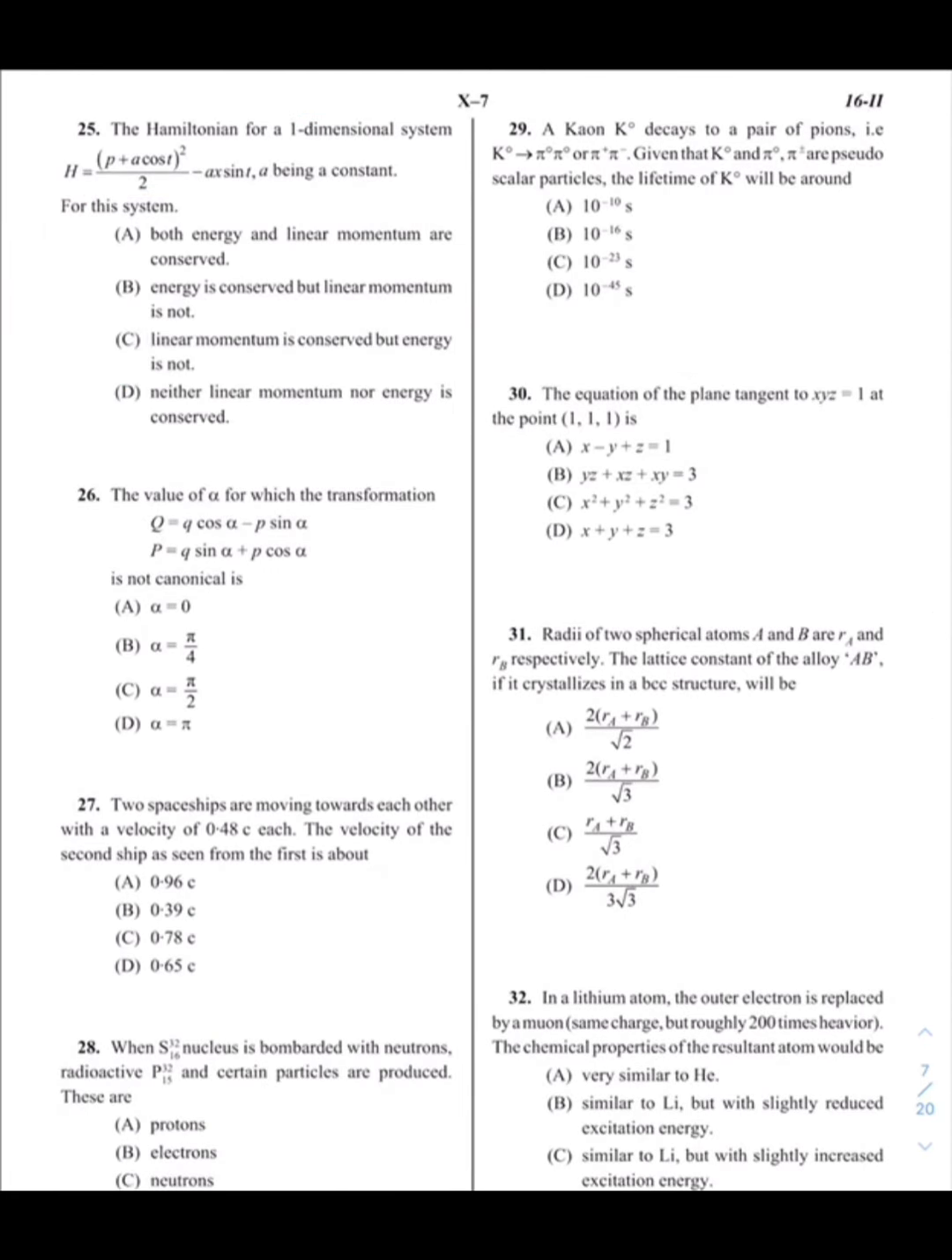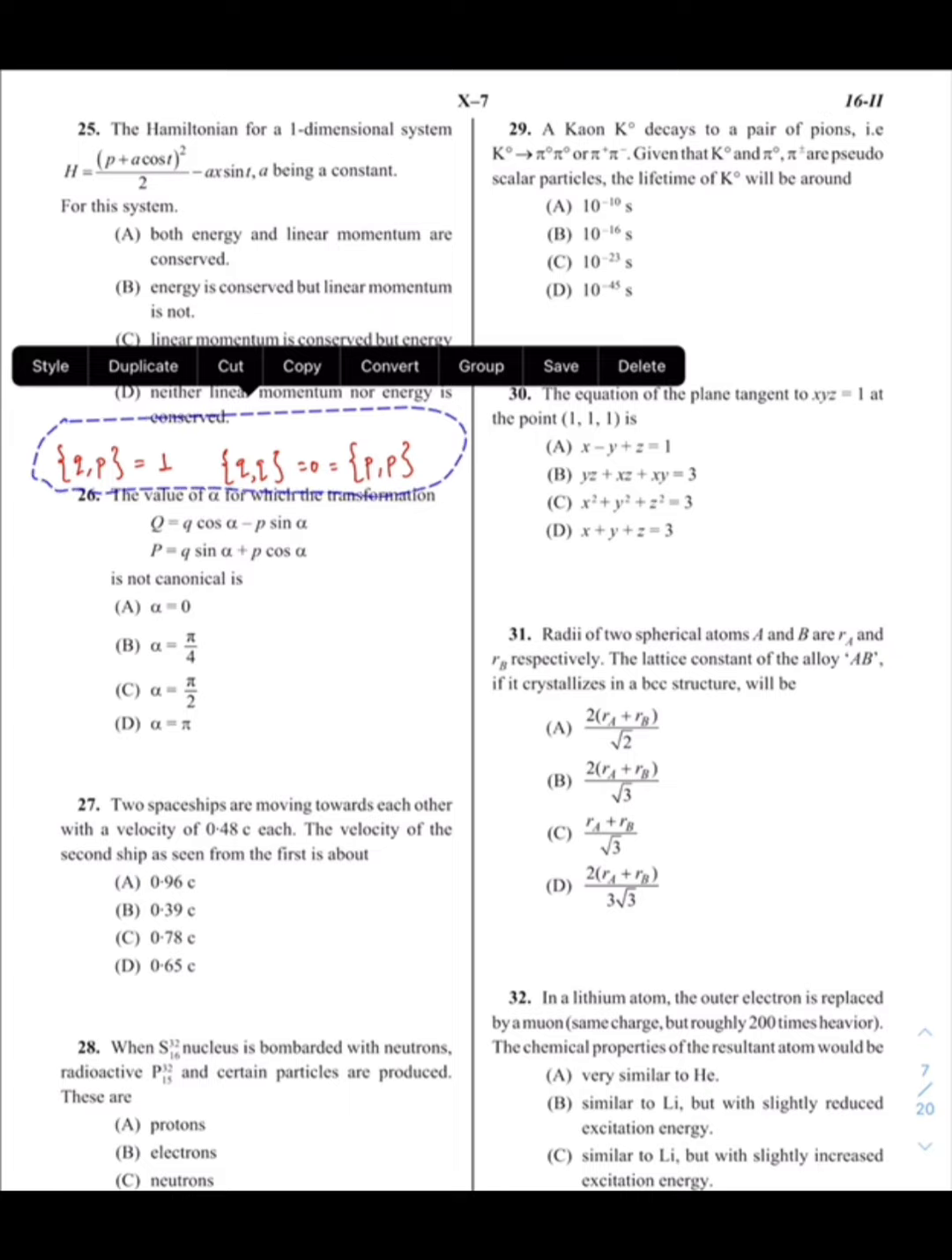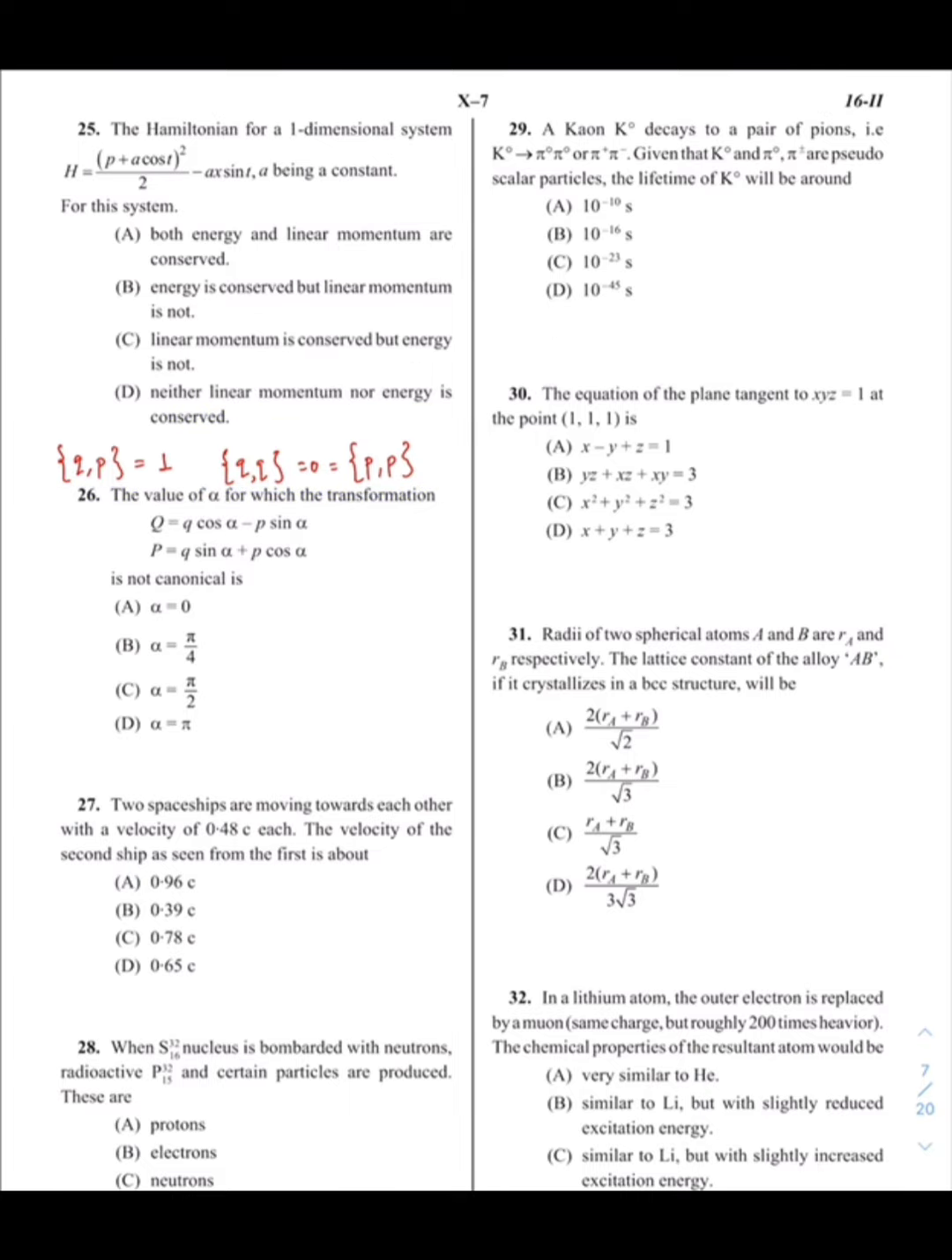Problem 26. What is the value of alpha for which the transformation is not canonical? Now note that the old set of variables must satisfy some Poisson bracket relations: {q, p} is equal to 1 and the Poisson bracket of {q, q} and {p, p} is equal to 0. The new set of variables capital Q and capital P must satisfy similar relations in order to become a canonical set of variables. So let's calculate such Poisson brackets.